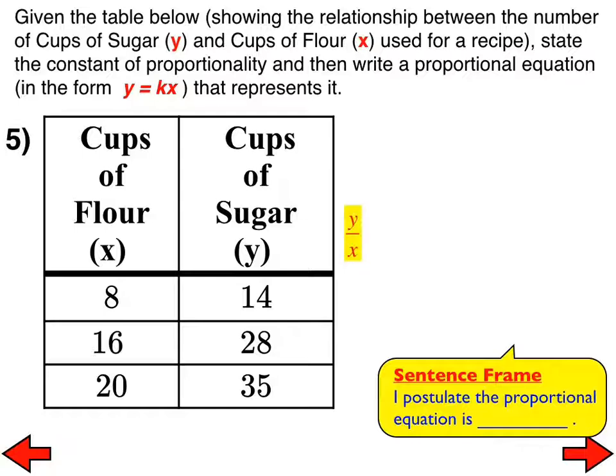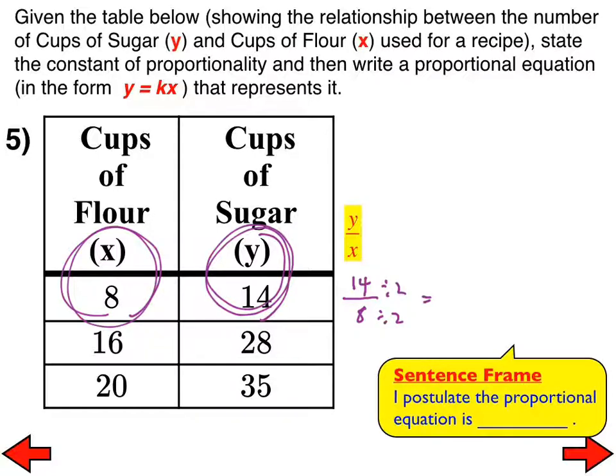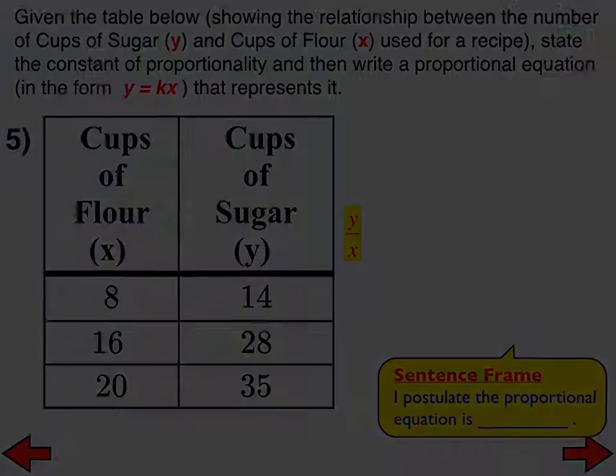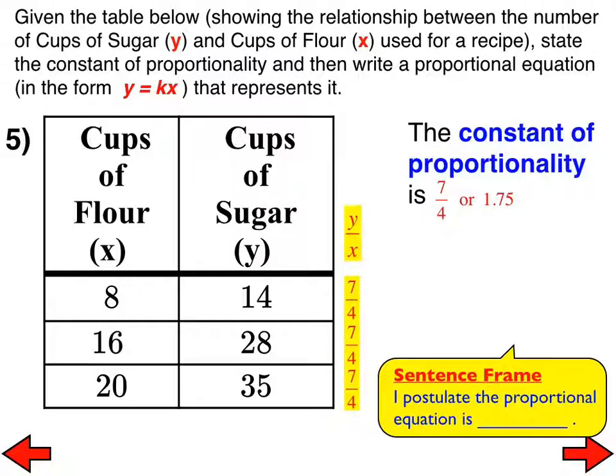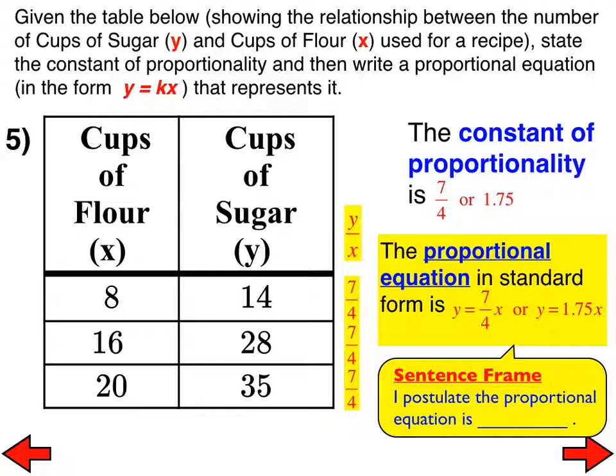So y over x, I'm going to stick with the fraction way because that to me is easier. And you have to pay attention. This is the y number. This is the x number. That's why it's 14/8. But we can simplify that because 2 goes into both of those numbers evenly. So that means the constant of proportionality is 7/4. And I postulate the proportional equation is y equals 7/4 x or y equals 1.75x. All right, go ahead and try number 6, please.